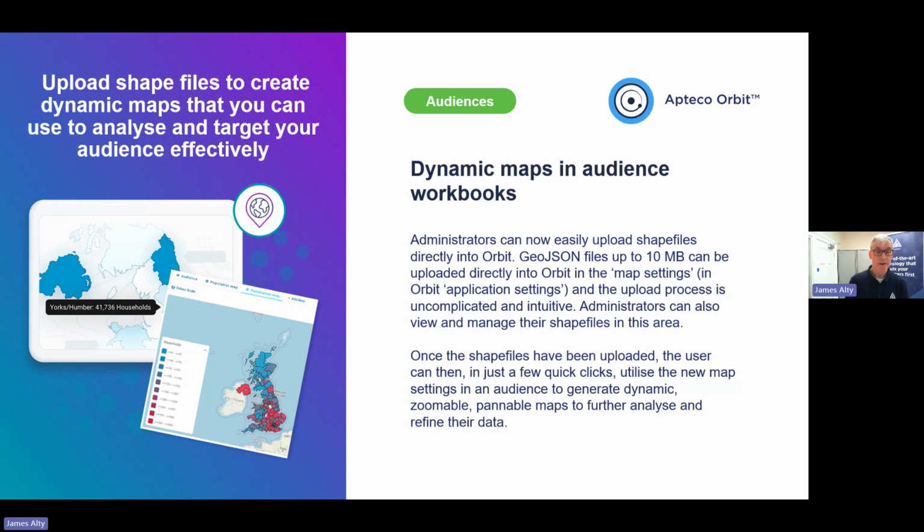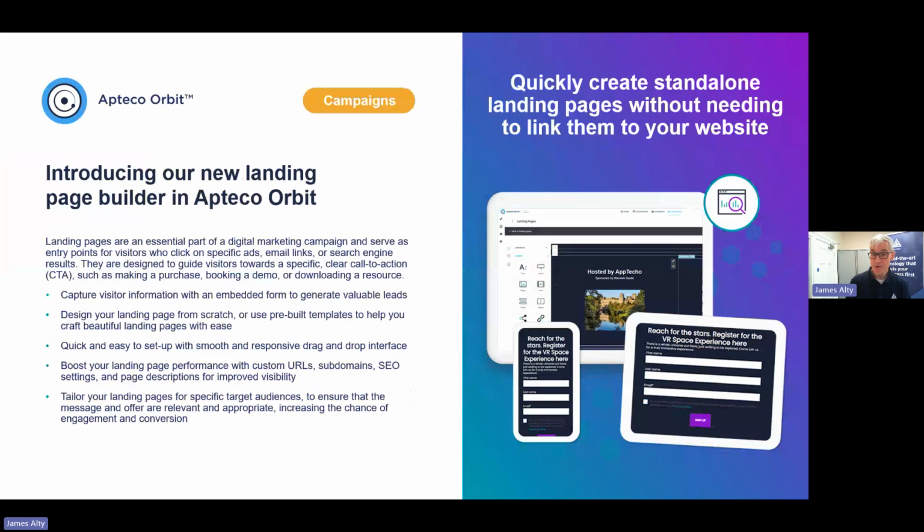But if you have territories for your regions, or gravity model shapes for your stores, or sales areas, whatever, you can now upload your own shapefiles. If you want to analyze constituencies or states or counties, or whichever, it's much easier now to add your own files, and we're going to keep working on this, and you'll see these in audiences in Orbit. Also, as I showed at Apteco Live, we have our landing page builder.